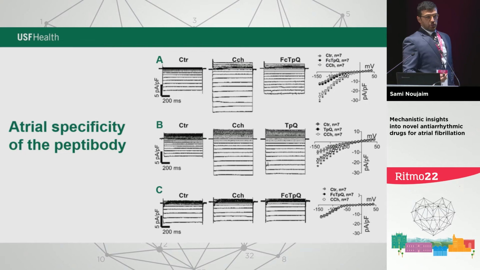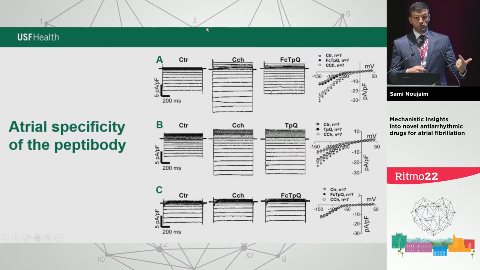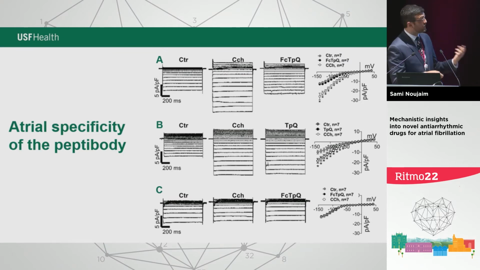Then the next question that we were asked was, okay, this is great. So you've shown that the peptibody blocks IKACH in an expression system, in a HEK cell. Does it do the same in a native atrial cardiac myocyte? Number one. Question number two, in the atrial cardiac myocyte, is the peptibody still more potent than tertiapin? And question number three, does the peptibody have atrial selectivity? And we tried to answer those questions in these experiments right here.